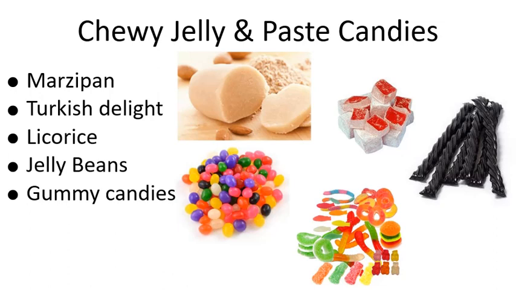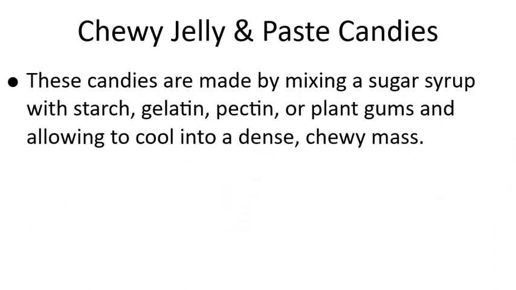One such example is in candies like Sour Patch Kids, where the coating contains citric acid to make that outer coating taste sour. These candies are made by mixing a sugar syrup with starch, gelatin, pectin, or plant gums, and then allowing the mixture to cool into a dense, chewy mass. Often, the mixture is poured into molds prior to cooling. Once removed from the molds, the candies are flexible but still retain the shape of the mold.